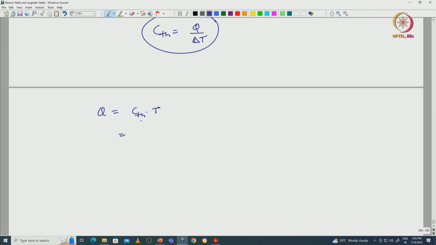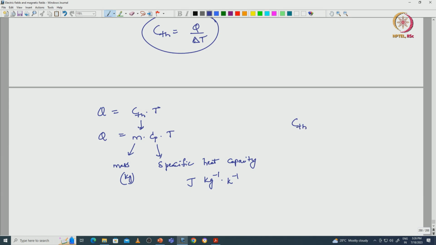If we represent the thermal capacitance in terms of the mass of the body as well as the specific heat capacity, then it will be small c, mass into Cp, it is a small letter, into temperature, which will give the thermal energy. Here m is nothing but the mass of the body in kg, and the specific heat capacity units are joules per kg per Kelvin.